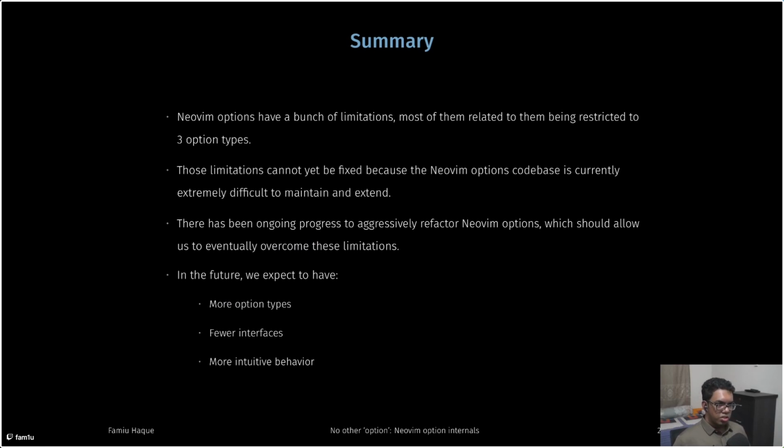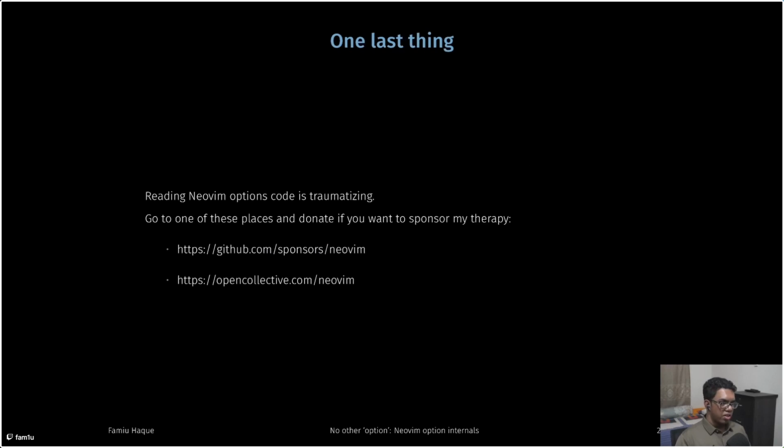Those limitations cannot yet be fixed because of the options code base, which is currently extremely difficult to maintain and extend. I've also talked about this. There's been ongoing progress to aggressively refactor Neovim options, which should allow us to eventually overcome these limitations if all goes right. In the future, we expect to have more option types, fewer interfaces, and more intuitive behavior in general. One last thing. Reading Neovim options code is traumatizing, if you hadn't guessed already.